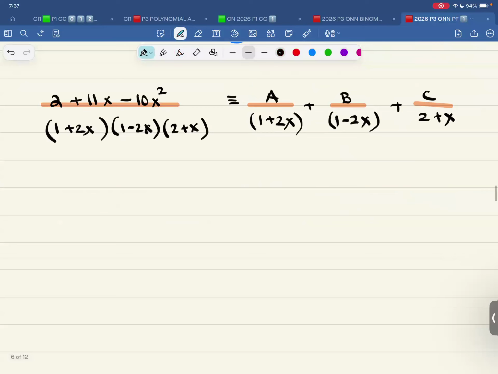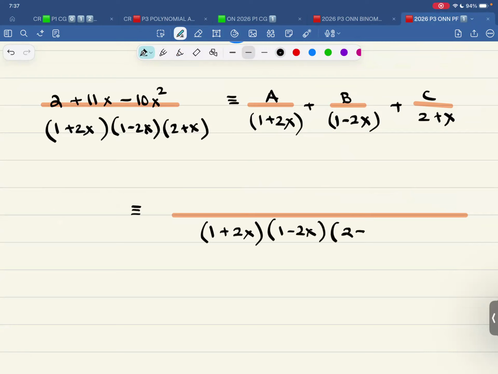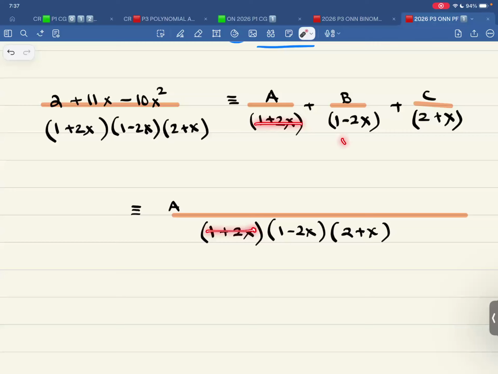Now, let's take LCM. So when we take LCM, it's a big line that I have to draw. It's identical to what? First of all, focus on the LCM: 1 plus 2x, 1 minus 2x, 2 plus x. Don't forget to put a bracket, it's always better. When I compare for A, it already has this, so it will multiply with these two. So this A gets multiplied with 1 minus 2x and 2 plus x.